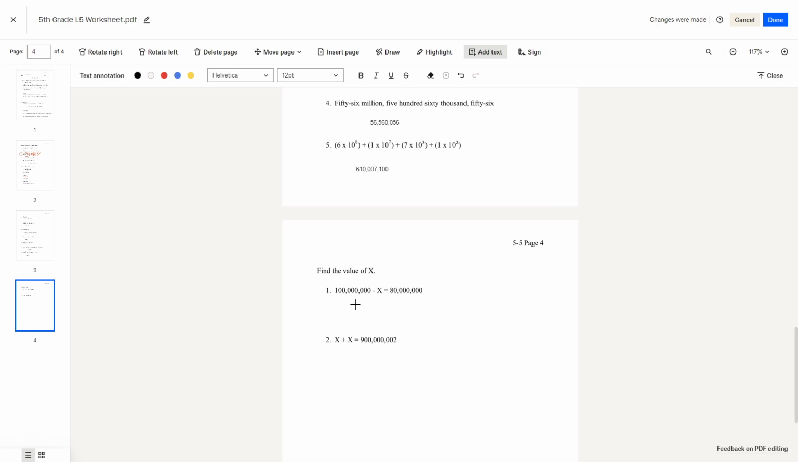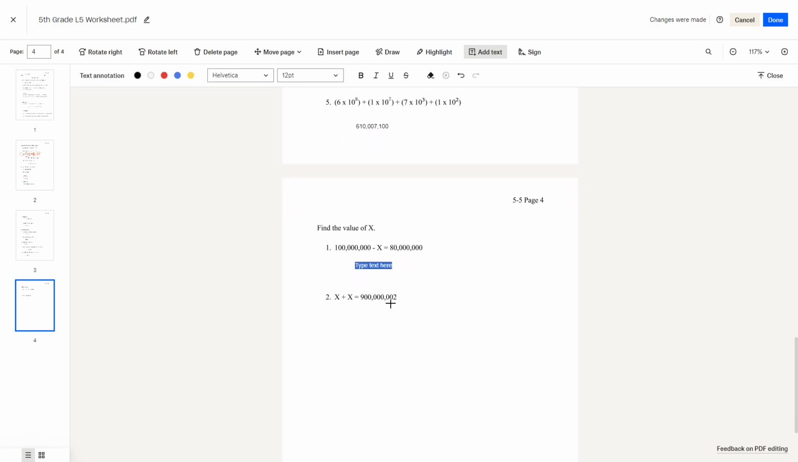Find the value of x. 100 million minus x equals 80 million. 100 million minus 80 million. We can remove all the zeros as long as we keep them equal. So this could be translated to 10 minus 8. The answer here is 2. So your final answer should be 20 million for x.